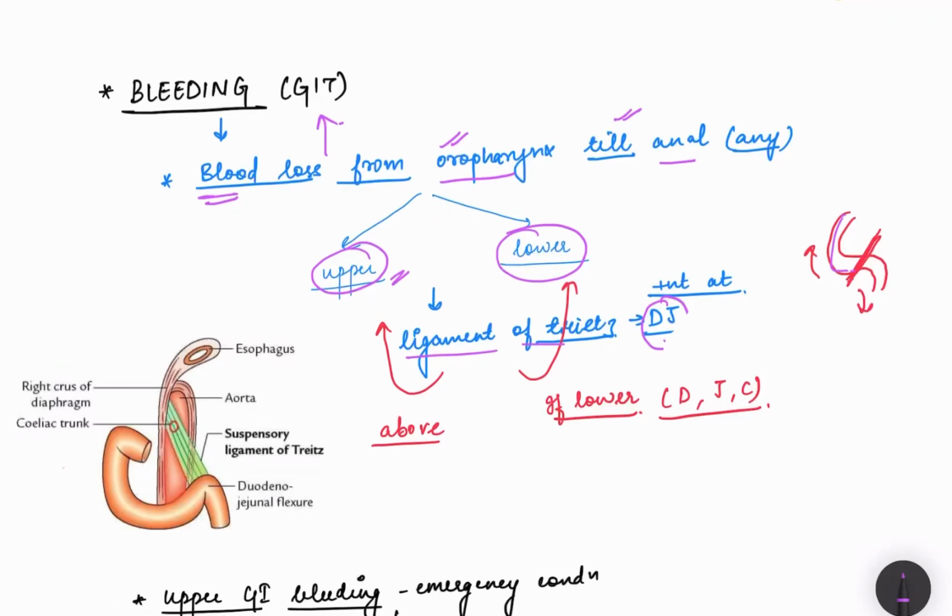So today's topic will be bleeding. It is a very important topic in GIT medicine. So we'll be studying first upper GIT bleeding. So what is bleeding? Blood loss from any part of the GIT from oropharynx till anal canal. So any part, it can be upper GIT bleeding or lower GIT bleeding.